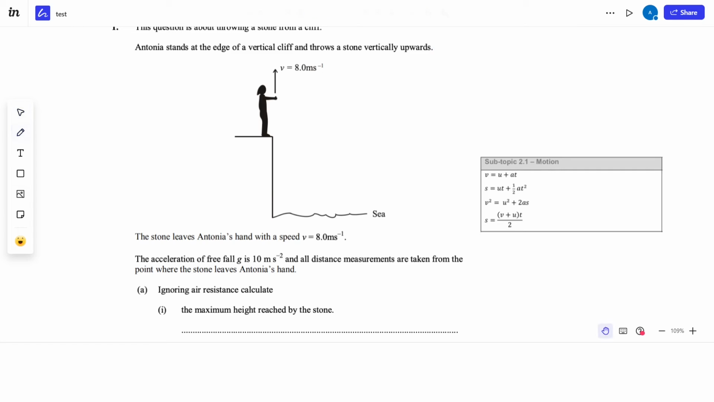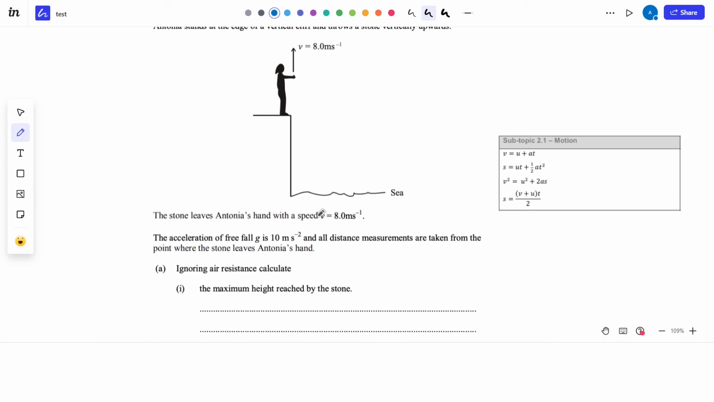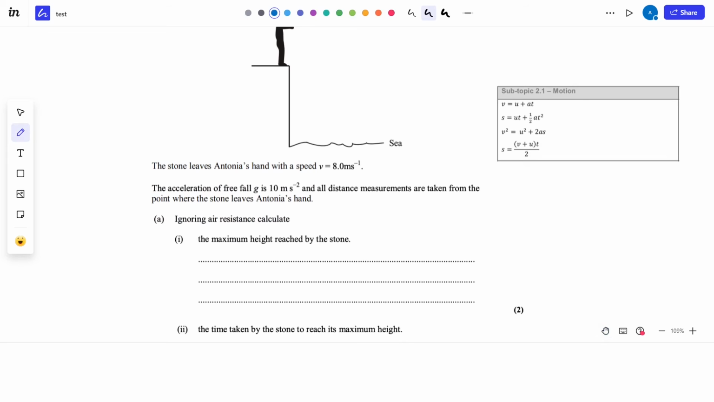Okay, as I mentioned, it is a free fall question. So we're going to have to take into consideration g as 10 meters per second squared. And we also know it leaves her hand with 8 meters per second. So the information we're given is that initial velocity is equal to 8 meters per second, and gravity is 10 meters per second squared. But since gravity goes down and this object is going up, it's actually going to have negative gravity. So we're going to say it's negative 10 meters per second squared.